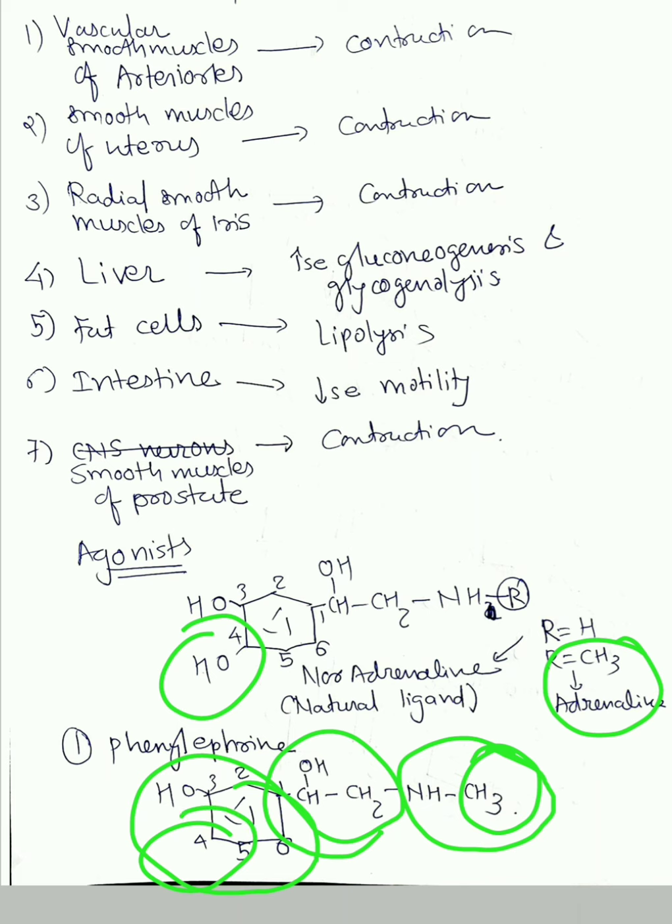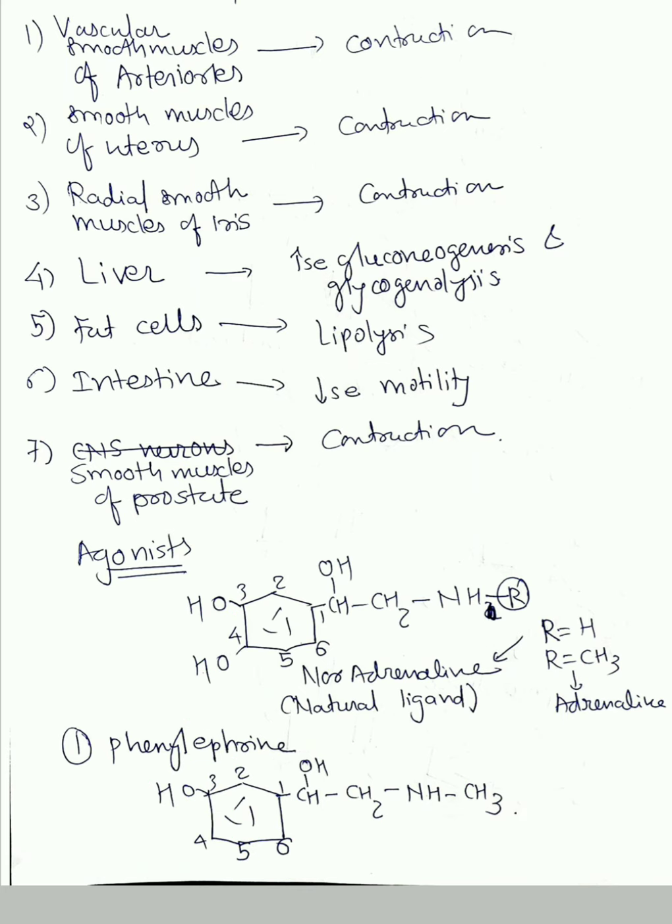So how can you remember? You just have to remember the structure of noradrenaline. Just replace this R with CH3, it will give you adrenaline, and just remove this OH group, it will give you phenylephrine. That's why the name is ephrine: epinephrine, phenylephrine. Just remove the OH group. Here no OH is there, while here OH is there. The rest of the structure is the same as adrenaline.